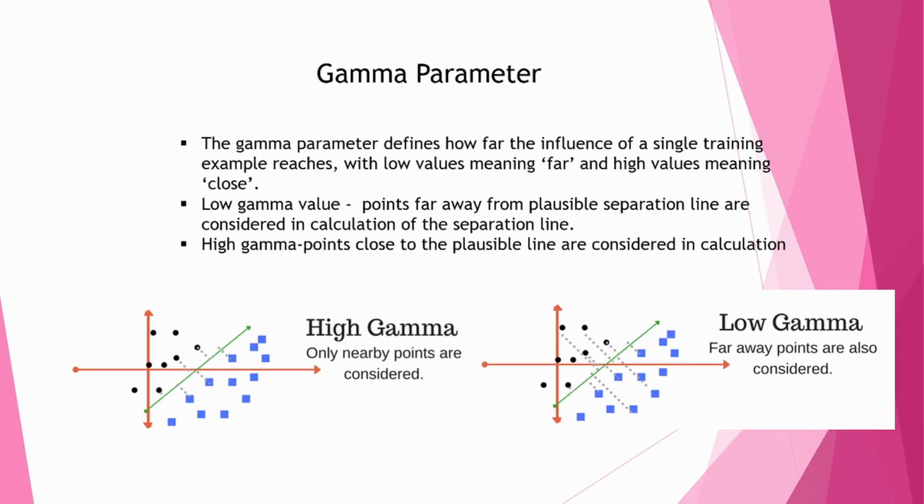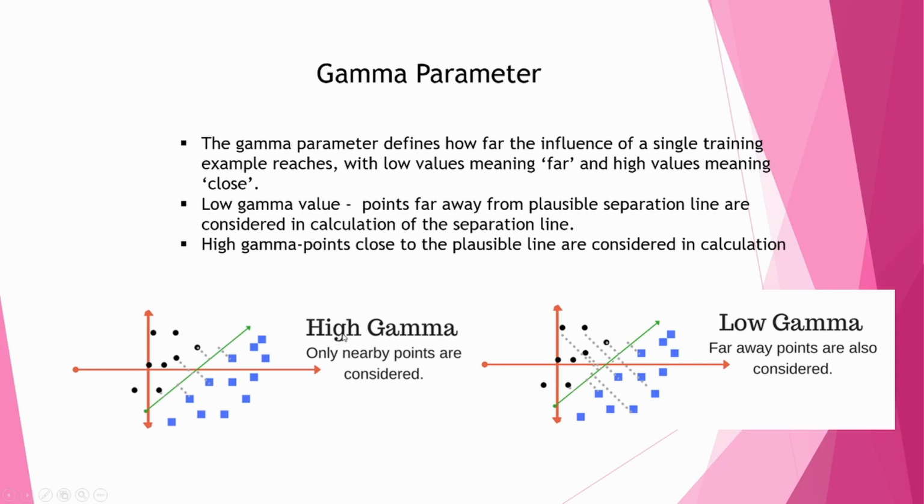And then we have the gamma parameter. Gamma defines how far the influence of a single training example reaches. If we have a low value, that means that there is a far reach. And if we have a high value of gamma, that means we have a close reach. So the exact details of the decision boundary are going to depend on the points closest to it if we have a high value of gamma.